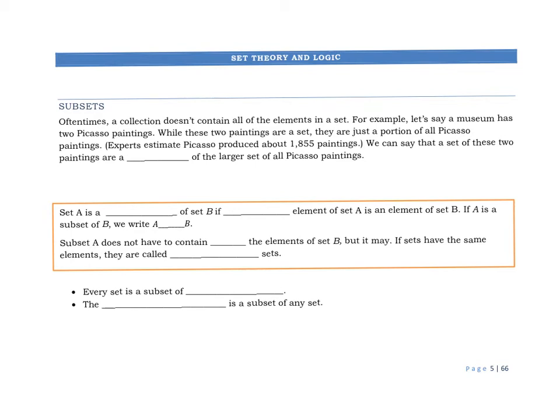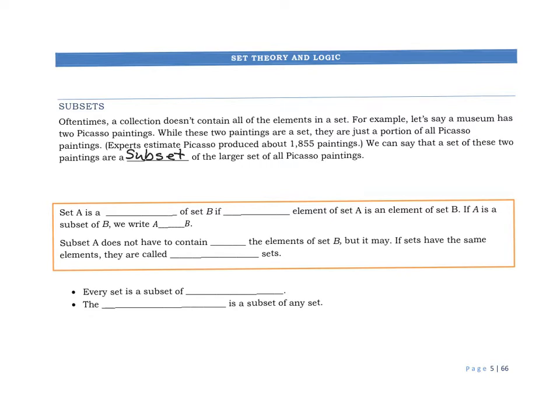So on pages 3 and 4 of your set theory and logic notes, we are going to start talking about subsets. Oftentimes, a collection doesn't contain all of the elements in a set. For example, let's say a museum has 2 Picasso paintings. While these 2 paintings are a set, they are just a portion of all Picasso paintings. We can say that a set of these 2 paintings are a subset of the larger set of all Picasso paintings.